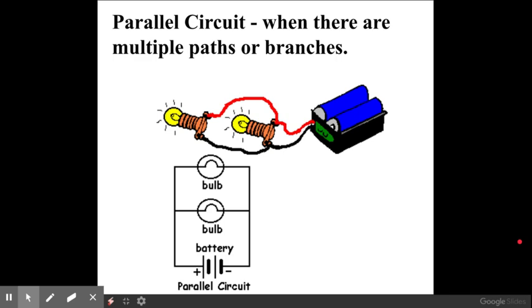Let's begin our look here at parallel circuits. So parallel circuits are when there are multiple paths or branches for the current to follow. So let's say the electricity comes out of this red wire here. It could go through this middle light bulb and back to the batteries, or it could go through this outer light bulb and back to the batteries.